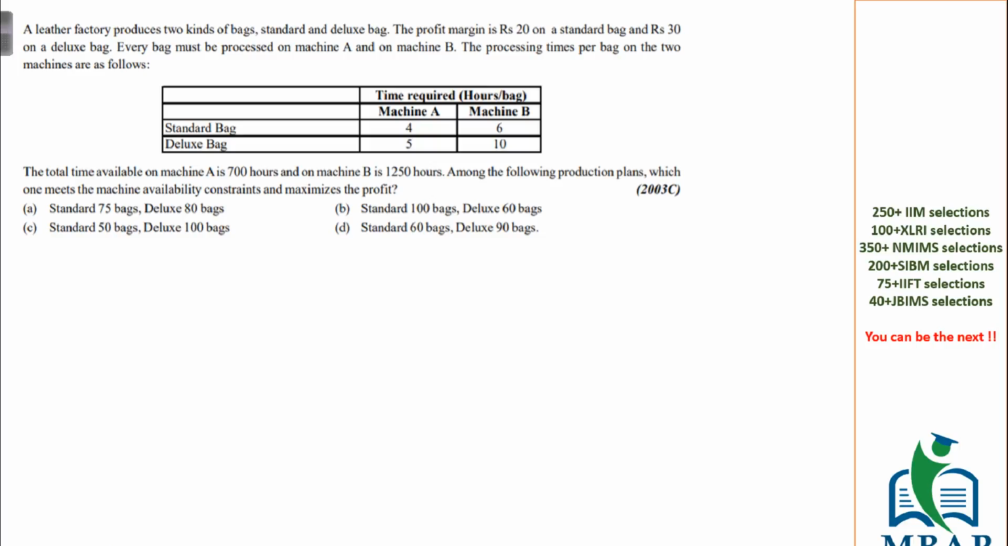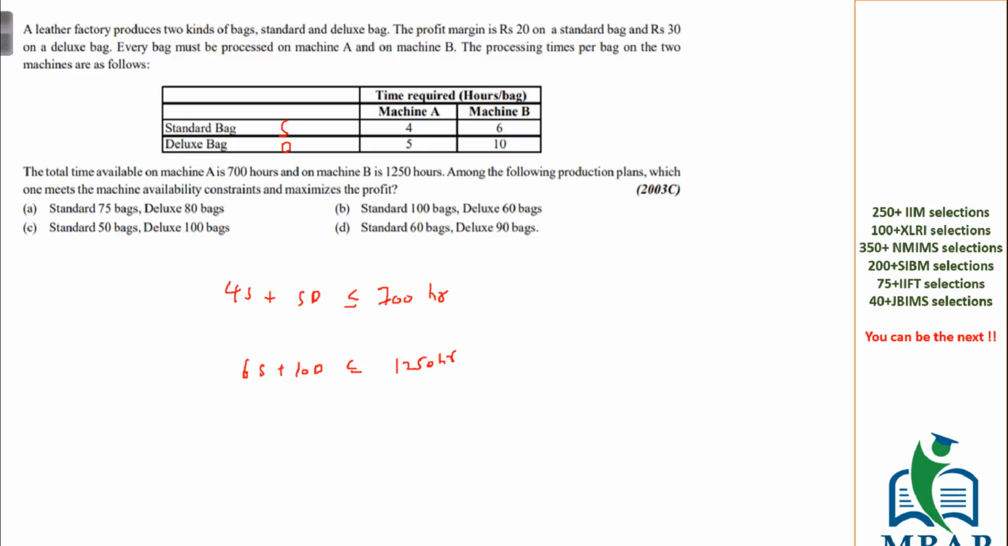So machine A, if you look into the overall time, if I produce S units of standard and D units of deluxe, it's 4S plus 4D should be less than or equal to 700. Similarly, on machine B, 6S plus 10D should be less than or equal to 1250 hours. This is given to you in the question, right?